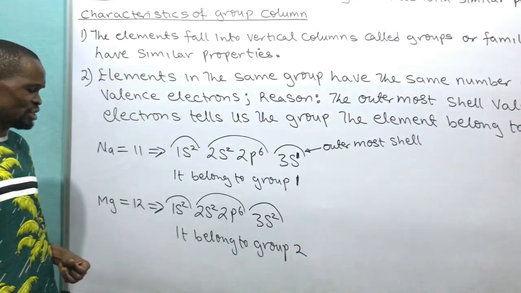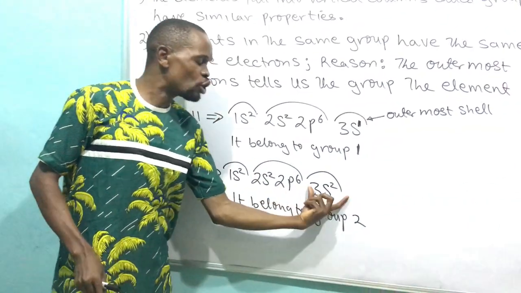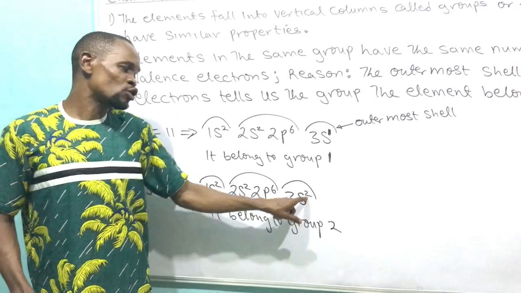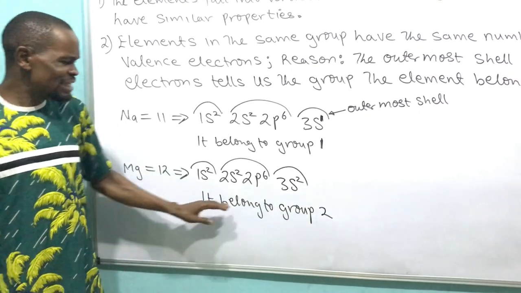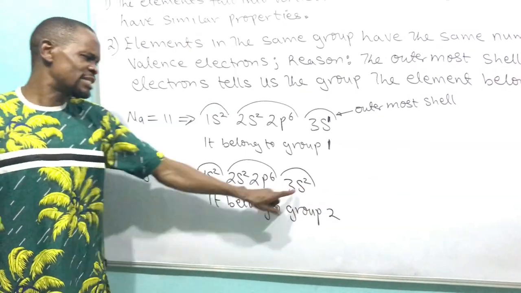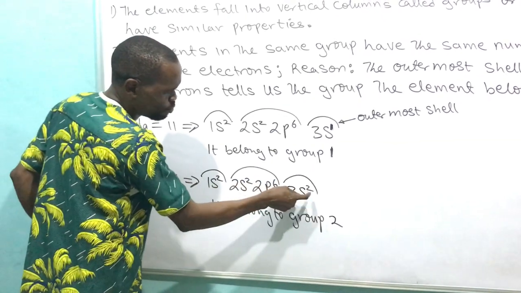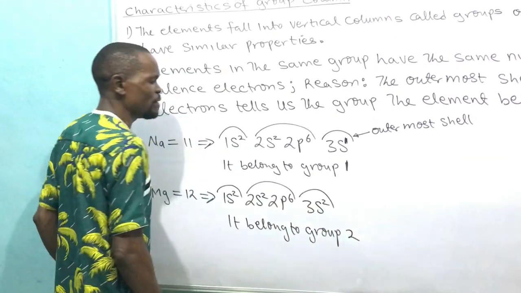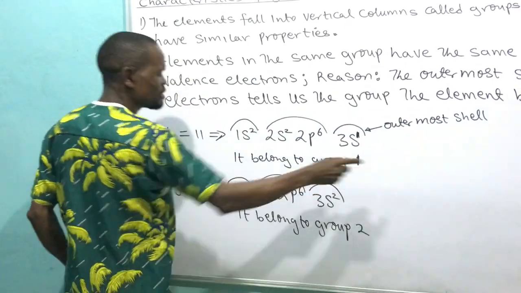Then looking at magnesium, we say 12, which has the first period, second period, and the third period, and it has how many electrons? 2 electrons at my outermost shell, and it belongs to group 2. This is what tells me the group it belongs to. The electron that is in the outermost shell tells me the group it belongs to.